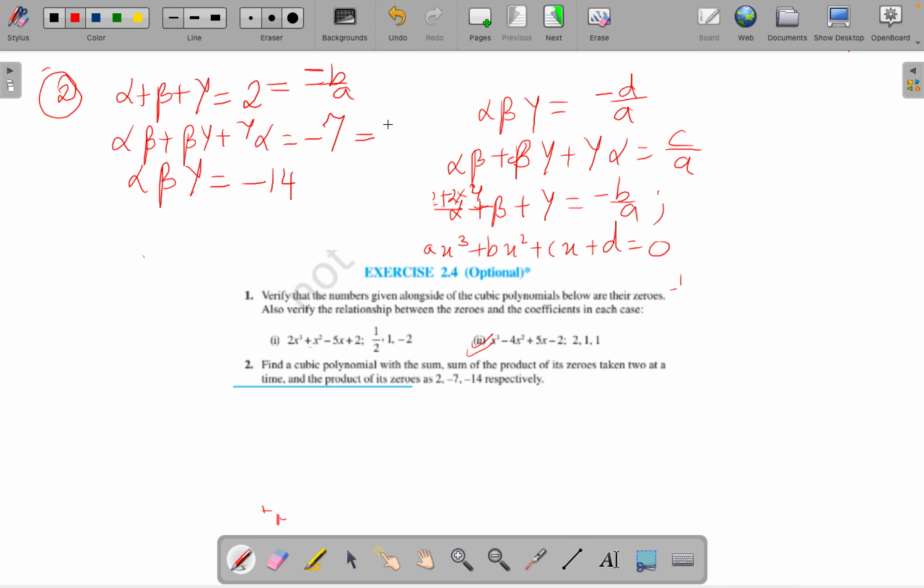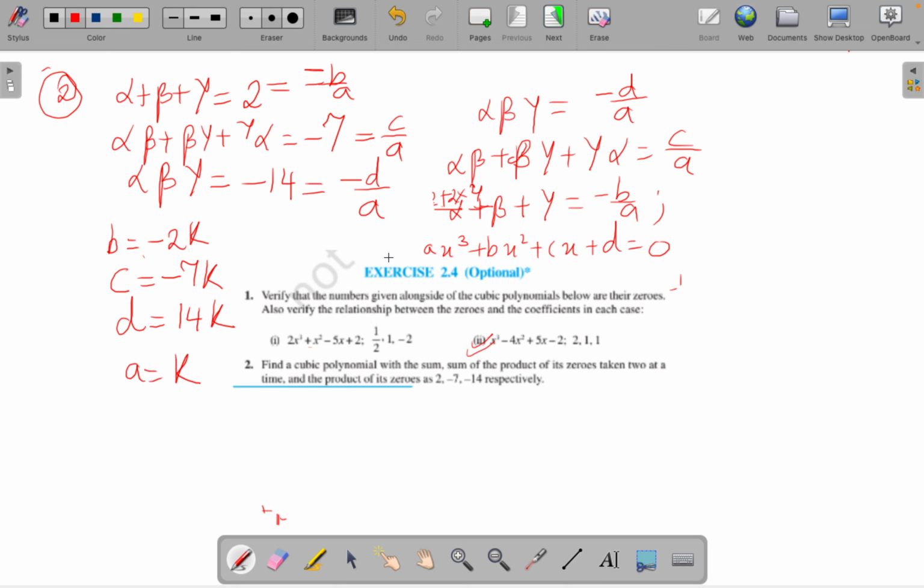This one is what? You can already see c by a, and this one is what? Minus d by a. So if you see very clearly, can I say that the value of b is minus 2k, value of c is minus 7k, and value of d is 14k, right children? Minus minus will get cancelled, and a is obviously k. That is why, because it is a ratio, right?